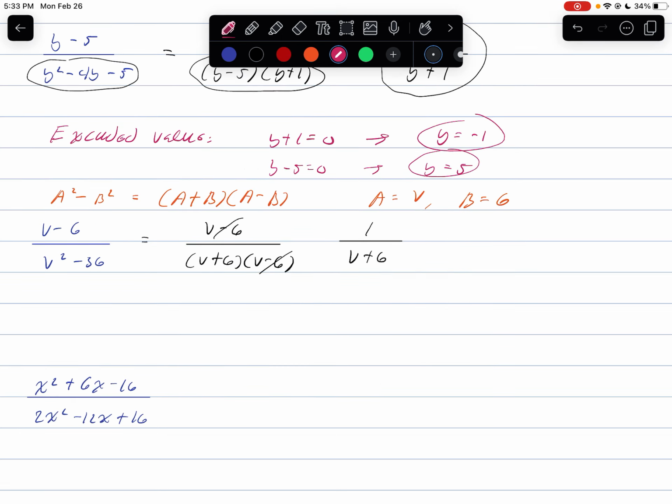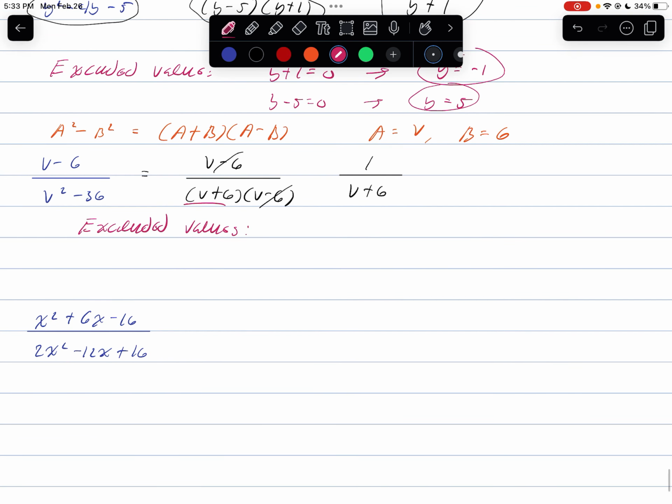So let's find the excluded values here too. Our excluded values, we have to look at v plus 6 and v minus 6. So v plus 6 is equal to 0. That's going to give us that v equals negative 6. And v minus 6 equal to 0 is going to give us v equals positive 6. So these are both excluded values.